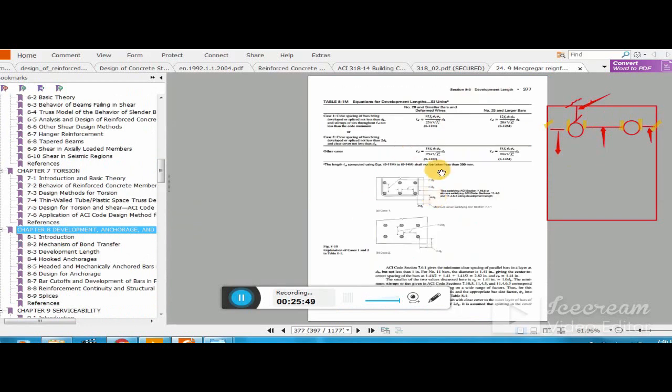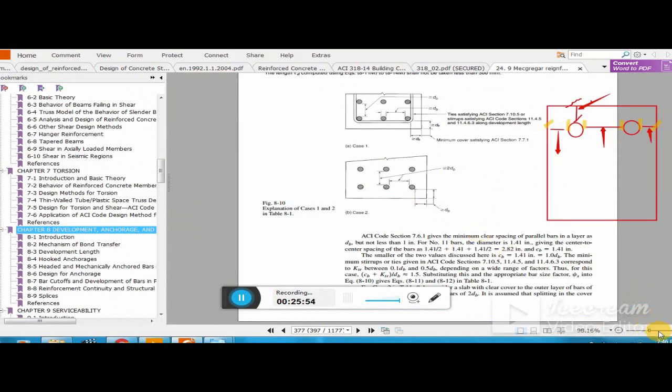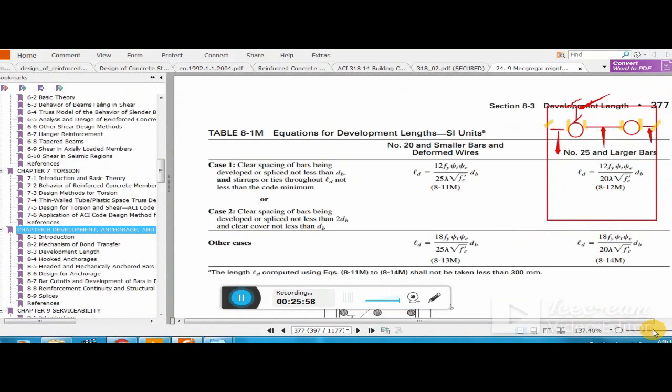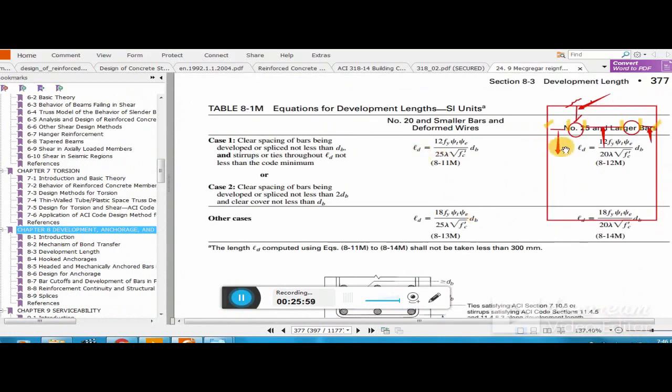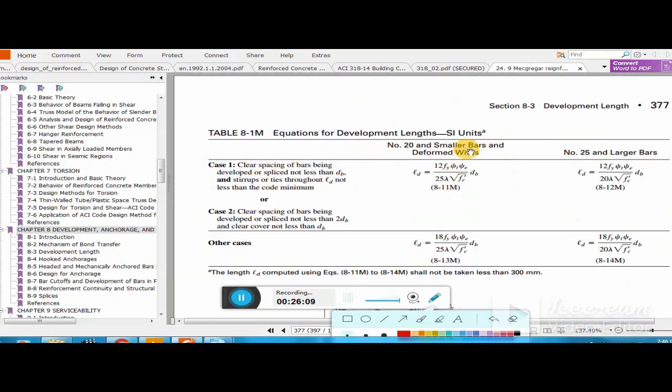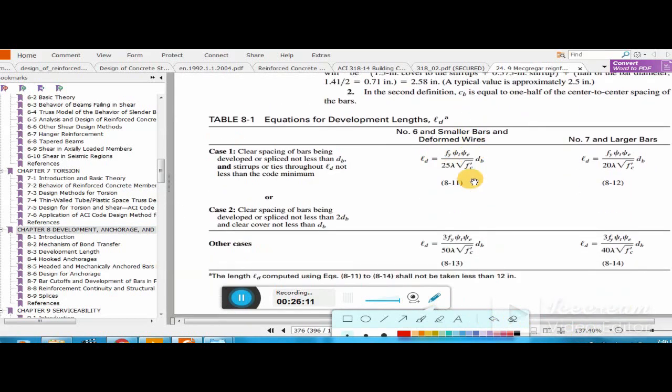Basically, you can see this figure, and this is very important, and McGregor basically explains it in more detail. Here you have two cases. Number 20 and smaller bar, this is for the SI system, and this one is for the US system. So you see number 6 and smaller bars deform bond.